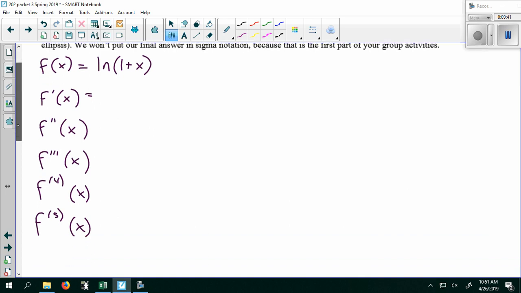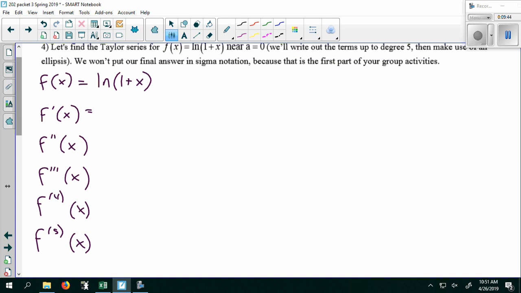So the derivative of the ln of some stuff is 1 over the stuff times the derivative of the stuff. But the derivative of 1 plus x is 1. So I'm not going to bother writing it down. And just for the purpose of making the next derivative easier, I'm going to rewrite this as 1 plus x to the negative 1. So to take the derivative of 1 plus x to the negative 1, I'm just going to use the power rule.